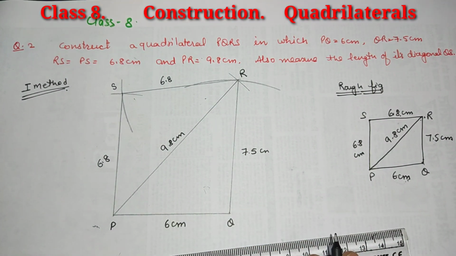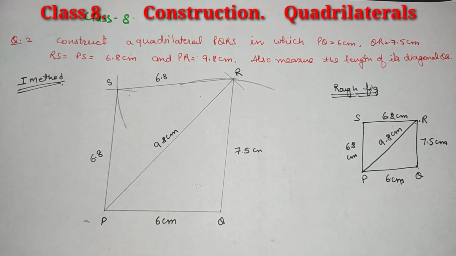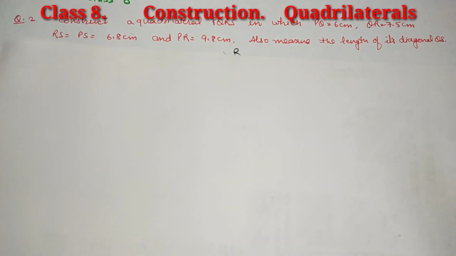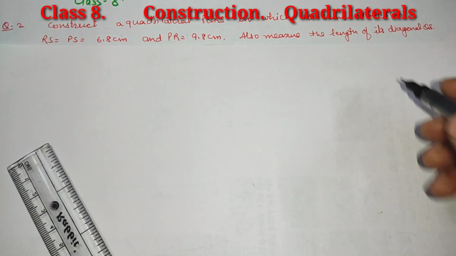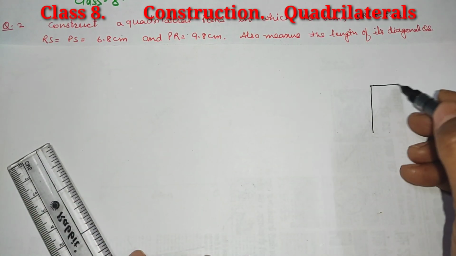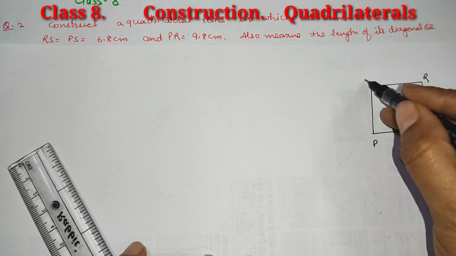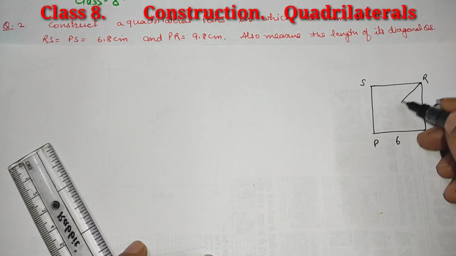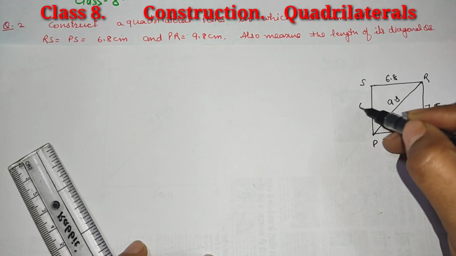So this is your final figure, and you can also draw this figure. Now I am going to tell you the second method, how you can draw it. In this you can draw it by another method. Now the question is your, again I can draw a rough figure. Second method I am going to tell you. PQRS. This is 7.5, and it is your 9.8. This is 6.8 and 6.8.